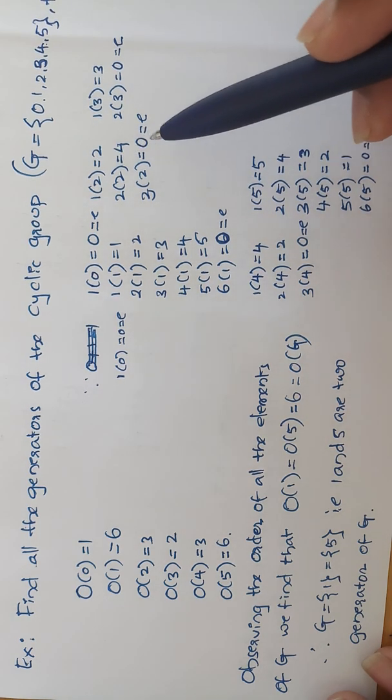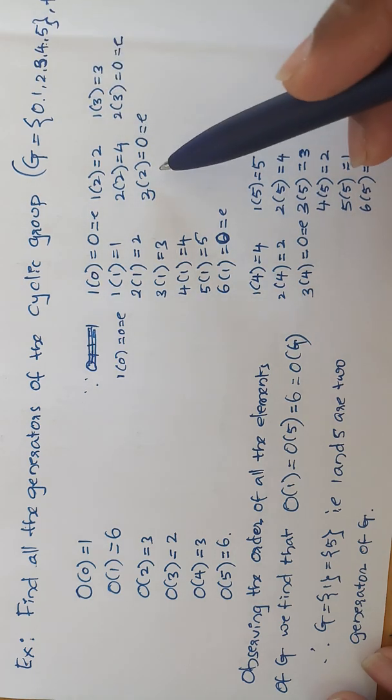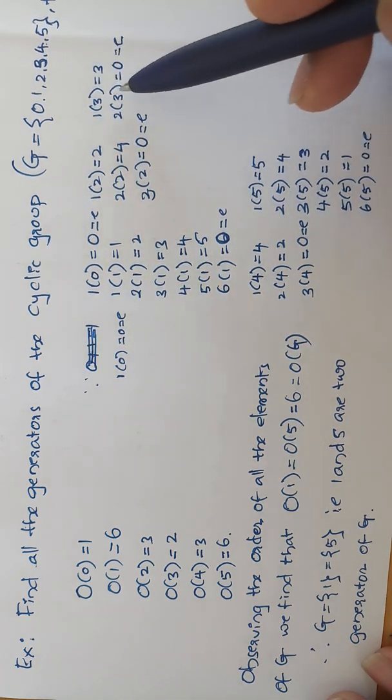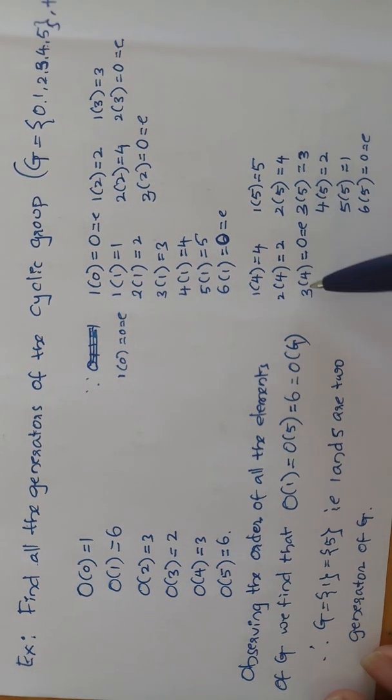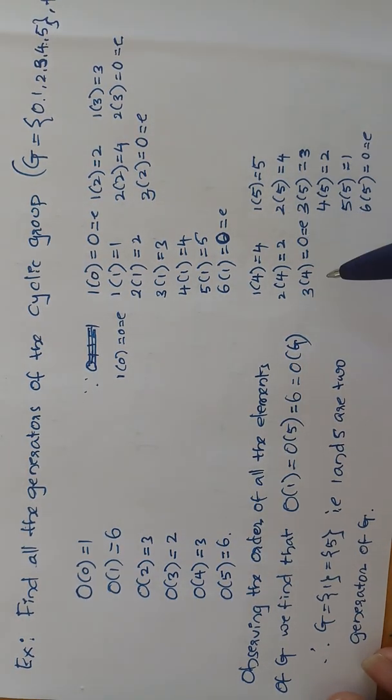From 2 we didn't get all the elements of the group Z, therefore it is not a generator. From 3 we also can't construct all the elements, so it is not a generator. From 4 also we can't find all the elements of Z, so it is not a generator. From 5 we got all the elements, 0, 1, 2, 3, 4, 5, therefore 5 is also a generator of Z. So 1 and 5 are the generators of the group Z.